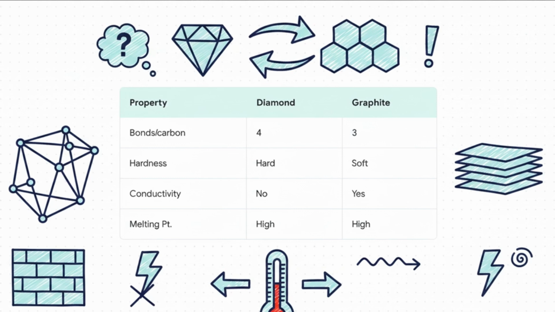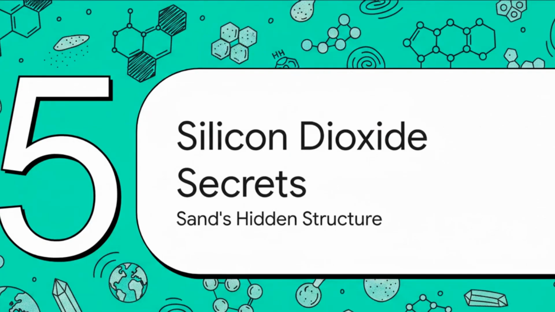Yet because they are both giant covalent networks reliant on strong carbon-to-carbon bonds, both boast incredibly high melting points. So the exact same element, with completely different properties, based entirely on geometric arrangement. It's wild. Let's move to our final topic and see how this builds.